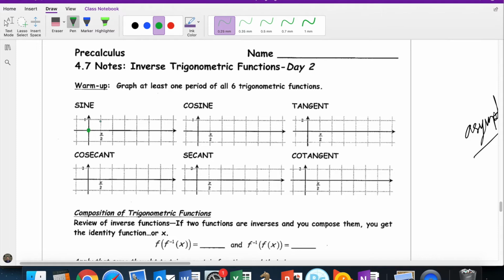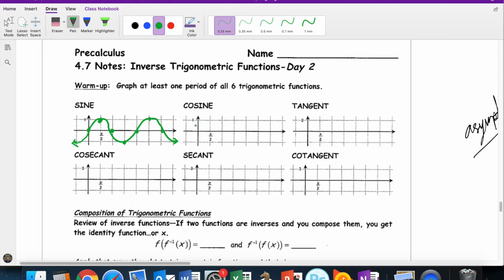It crosses through the 0, then it goes all the way up to 1. It crosses through the 0 again, then -1, 0, 1, 0, -1, and it just forms a wave that continues on forever. So here we have the graph of sine.